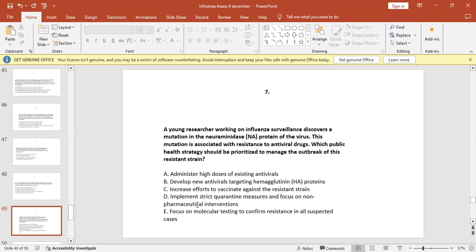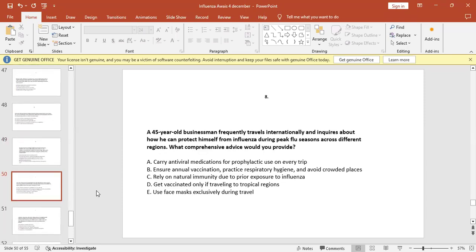In this case, we have to implement strict quarantine measures and focus on non-pharmaceutical interventions that are related to hygiene, social distancing, and others. Eighth MCQ: a 45-year-old businessman frequently travels internationally and inquires about how he can protect himself from influenza during peak flu season across different regions. What comprehensive advice would you provide?